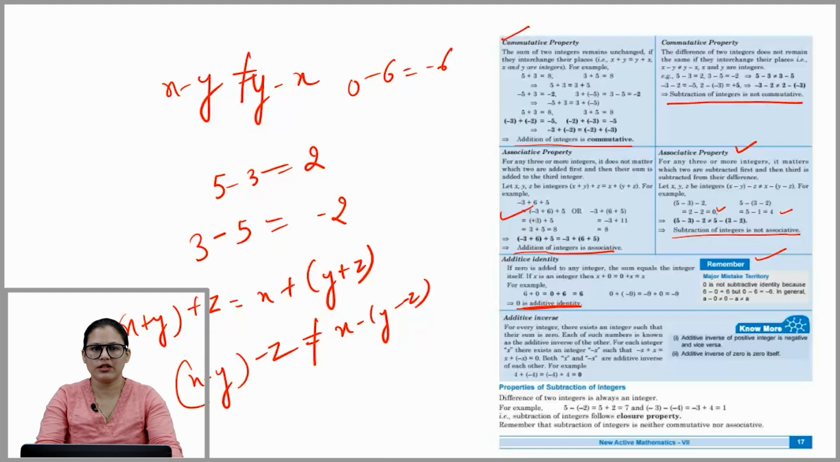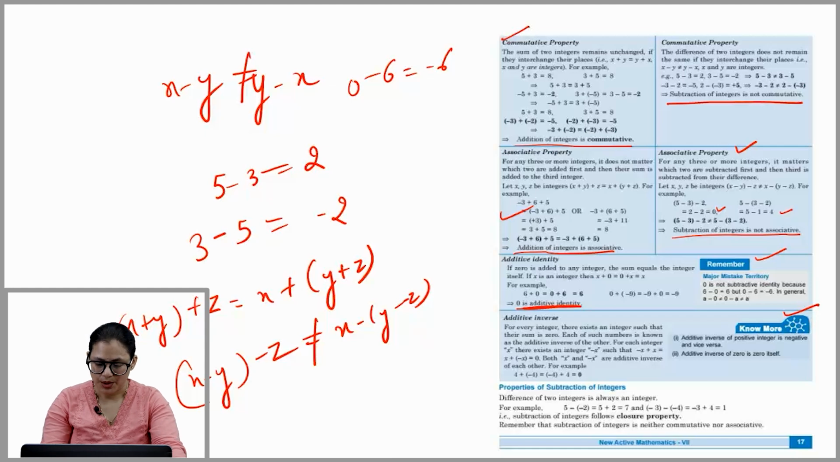Next, additive inverse. For every integer, there exists an integer such that their sum is 0. Each of such numbers is known as the additive inverse of the other. For each integer x, there exists an integer minus x such that minus x plus x is equal to 0. Both x and minus x are additive inverses of each other. For example, plus 4 plus minus 4 is equal to minus 4 plus 4 is equal to 0. Note: the additive inverse of a positive integer is negative and vice versa. Number 2, the additive inverse of 0 is 0 itself.